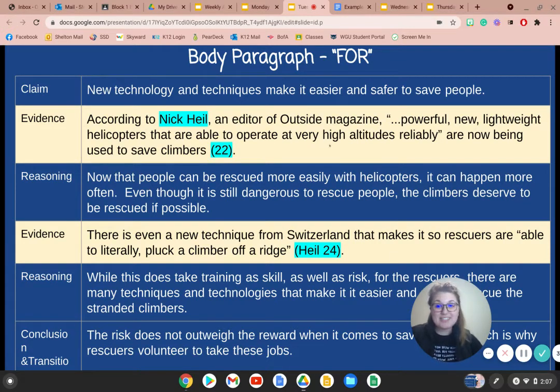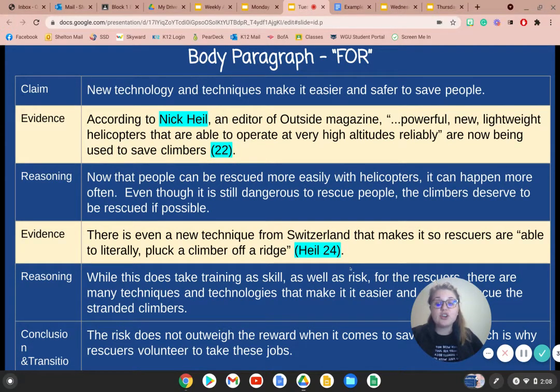So is it properly cited? Yes. And remember, if you have the author in the lead-in, you do not need to include his name in the parentheses. Now, if you do not introduce who the author is in the lead-in to the evidence like this, then you do need to include his last name in the parentheses just like this. So two ways that you can cite your information. Both are correct. It's just however you prefer to do it.